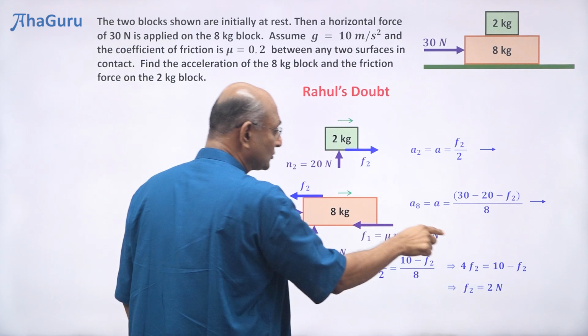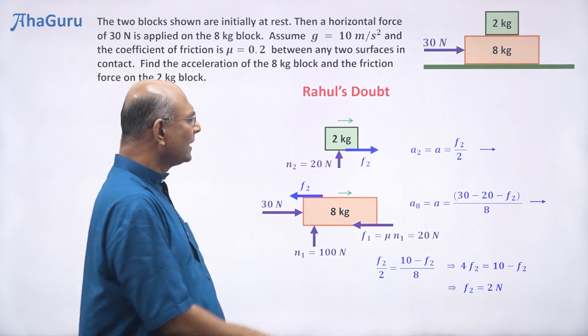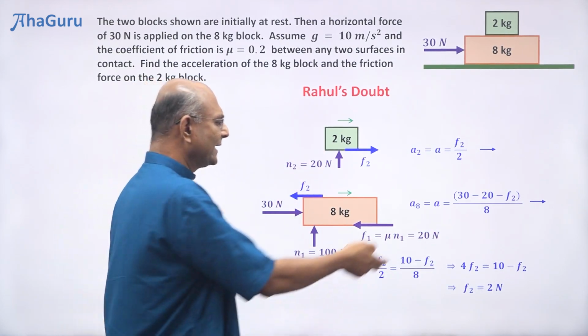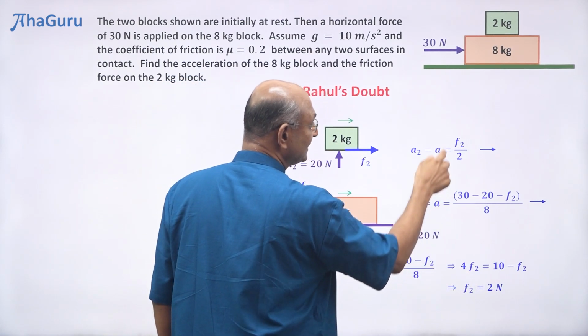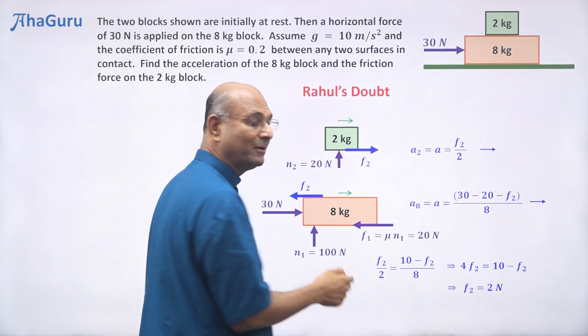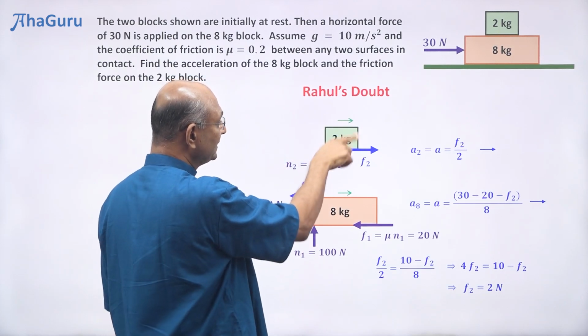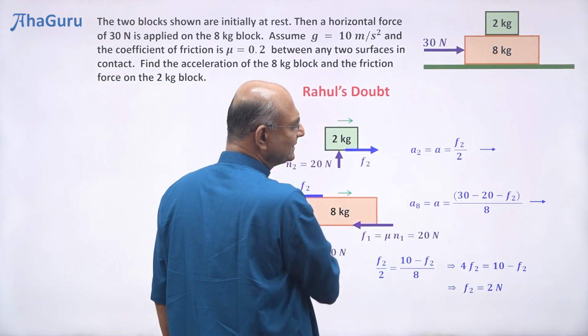So the friction force is 2 newtons. Is that allowed? Yeah, it has to be less than 4 newtons. It is definitely less than 4 newtons. And if I take F2 as 2 newtons and put it in here, 2 by 2, that will give me 1. So the acceleration of this block will be 1. But both blocks have the same acceleration.